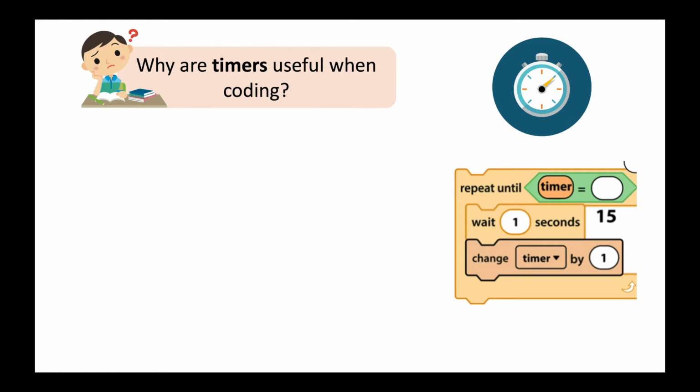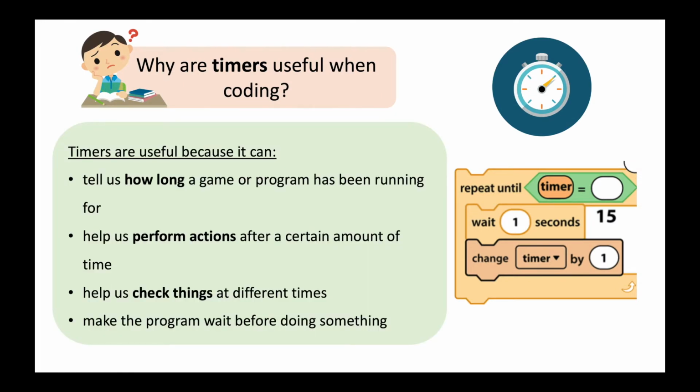So why are timers useful when coding? The timers are useful because they can tell us how long a game or a program has been running for. So for example, if you only want them to play a game for 5 minutes, otherwise it's game over, you can use a timer. It helps us perform actions after a certain amount of time, so you might need to wait before changing a background or telling the user a message. It helps us check things at different times, and it makes the program wait before doing something.